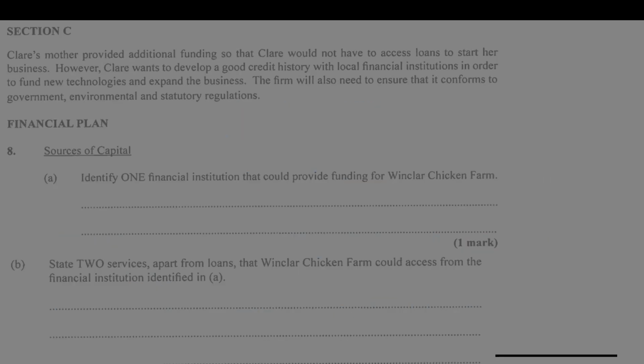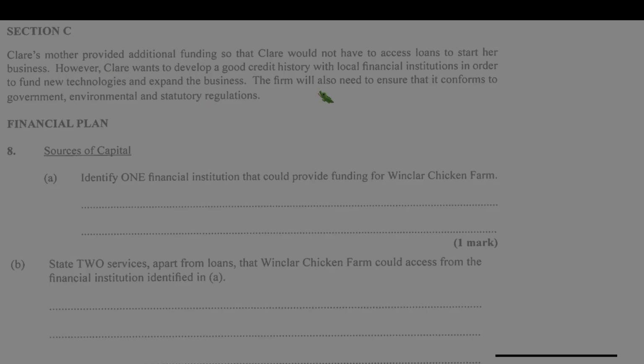Section C. Claire's mother provided additional funding so that Claire would not have to access loans to start her business. However, Claire wants to develop a good credit history with local financial institutions in order to fund new technologies and expand the business.